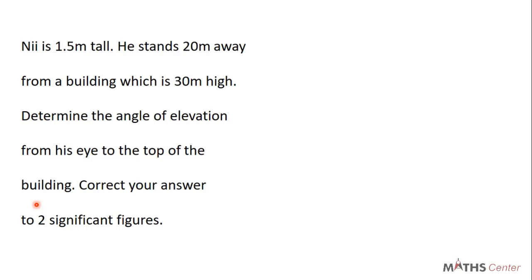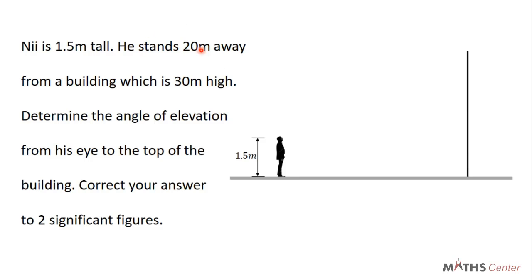So let's read the question again. Ni is 1.5 meters tall. He stands 20 meters away from a building which is 30 meters high. So Ni stands on the ground like this. So this is the ground level and he is 1.5 meters tall. The question says that he stands 20 meters away from a building. So let's say that this is the building.